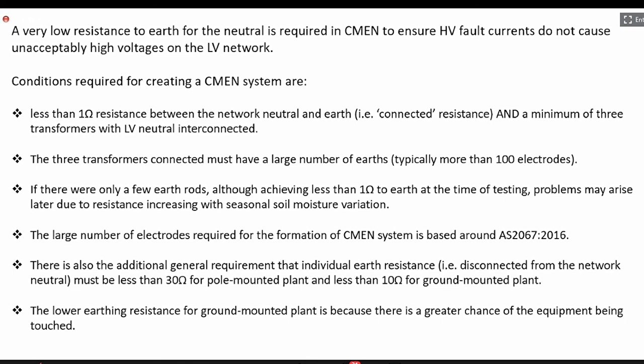What they say is that each of these pits should have less than 30 ohm. Altogether, they will be less than 1 ohm. But each one at most 30 ohm if it is pole mounted, so that the transformer is higher up, and 10 ohms if it is ground mounted. The simple reason is that if it is ground mounted, the chances of somebody touching it is higher.